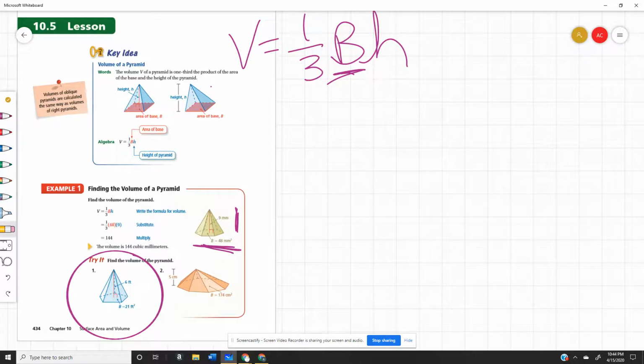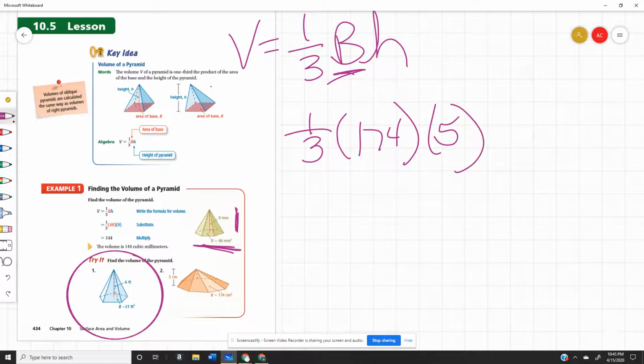On try-it number 2, we look like we've got 1, 2, 3, 4, 5, 6, 7, 8. I don't know, I'm going to say an octagonal pyramid. I think it's octagonal. We're still using that same formula. 1/3, the area of the base, which here is 174, times the height, which is 5. This is one where I am going to go ahead and break my calculator out.